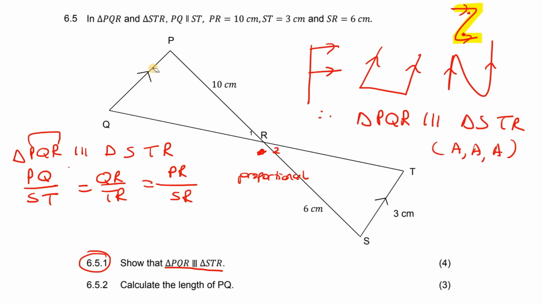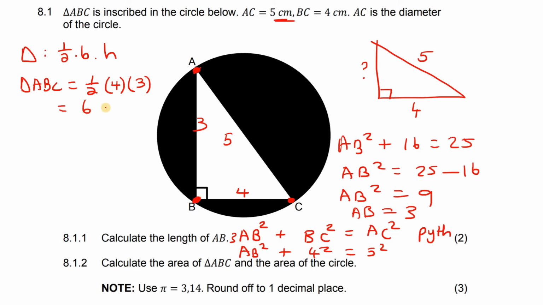Okay. So triangle ABC's area will be a half times the base, which is 4, and then the height is 3. And if you work that out, you get 6 centimeters to the power of 2. Area is always measured in squared units, or to the power of 2. Then it says the area of the circle. Now we know, what is the area of a circle? It's pi radius squared. If you said 2 pi radius, that is circumference. That's not what we're looking at right now.